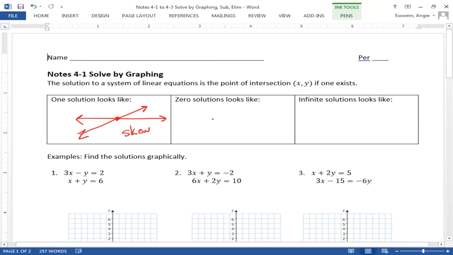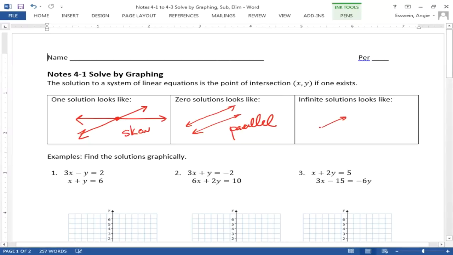Zero solutions. What would the lines look like? They don't ever touch, which is called what? Parallel. So you should always visualize this whenever you're solving a system of equations, which is two or more. You're looking for the point of intersection. And infinite, what would that look like?